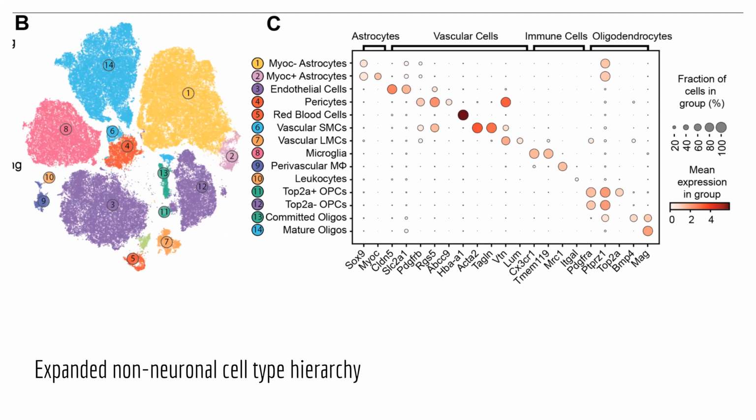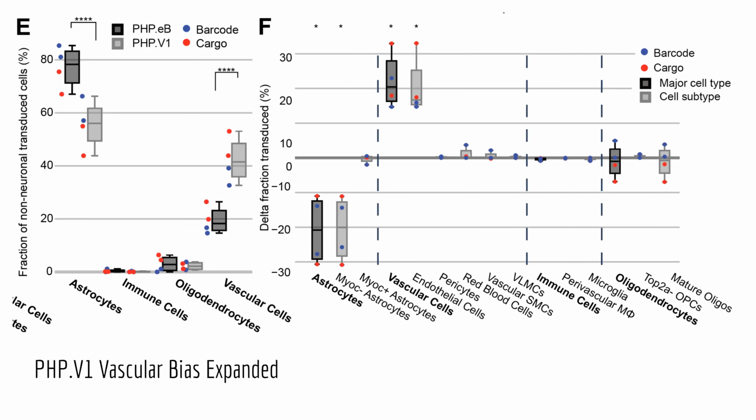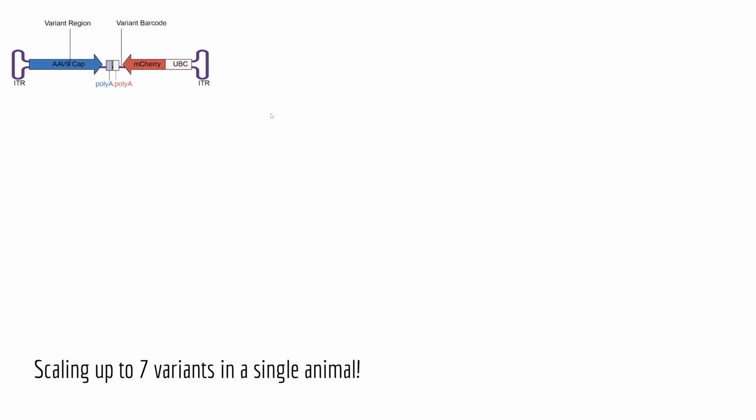And we drilled down into the non-neuronal cell types based on known marker genes from the literature. And we found that this bias for PHPV1 comes specifically from endothelial cells and none of the other vascular cells in the brain. And this is important, for example, for researchers that are studying pericytes to know that pericytes might not be getting hit by this vascular specific variant. And then our final experiment was to go big and do a bunch of variants in a single animal.